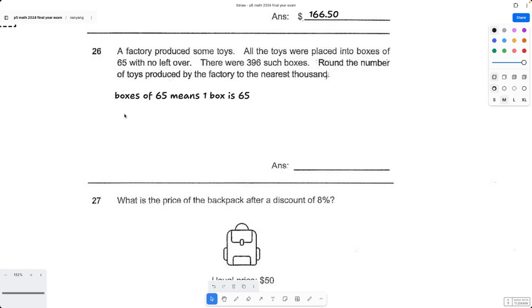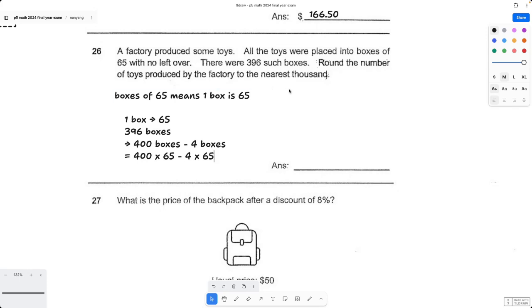Let's do another 1,000. So one box is 65. 396 boxes is actually the same as 400 boxes minus 4 boxes, if that makes sense. Which is equal to 400 times 65 minus 4 times 65.